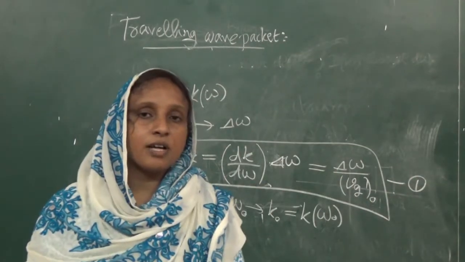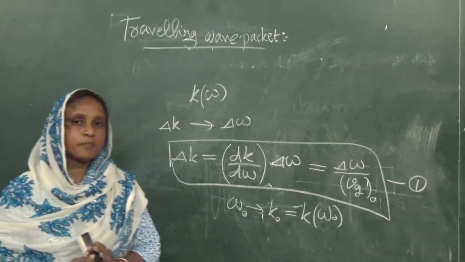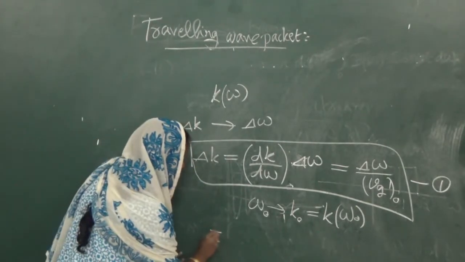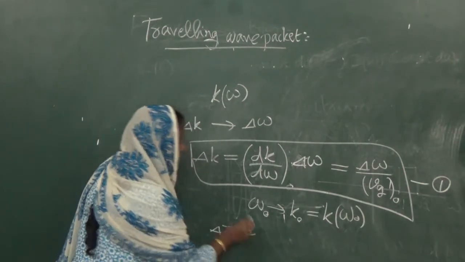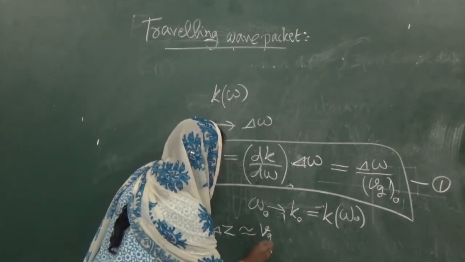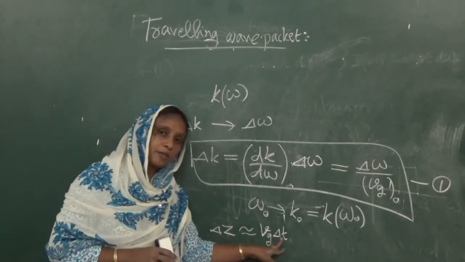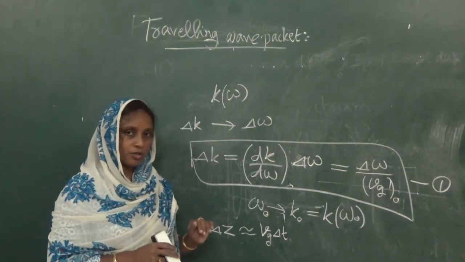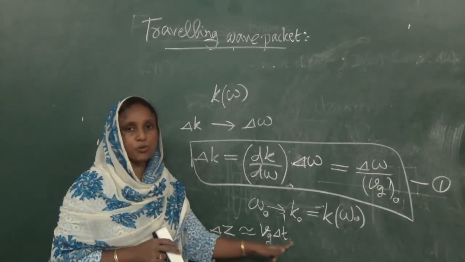So our traveling wave packet propagates through the medium through a distance delta z. Delta z, the distance traveled by the wave packet, is approximately the group velocity into delta t. Velocity into time represents the distance traveled. So delta z is approximately equal to Vg into delta t.